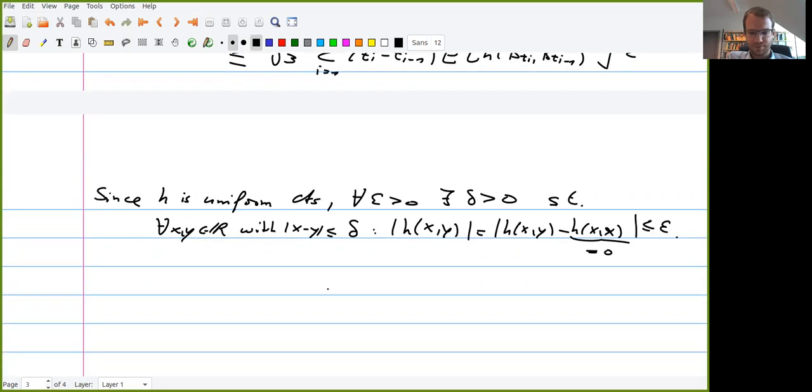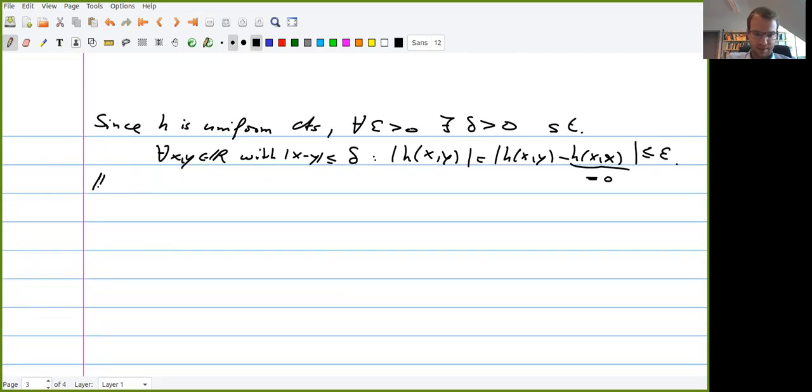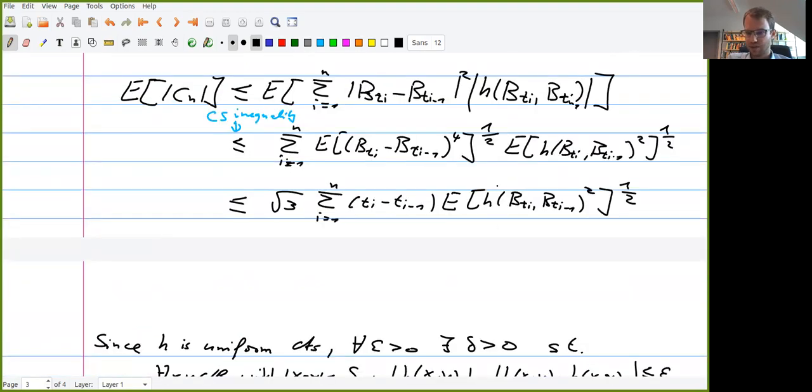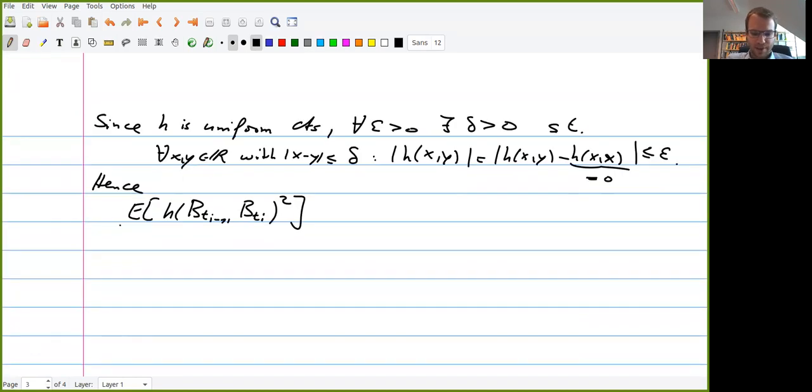All right. Hence, let's estimate h applied to B_ti and B_ti-1. So let's estimate this term, which is here. Let's forget the square root. If we can estimate the term, then we can also estimate the square root of it. So we want to estimate this. Well, okay. First, we sneak in an indicator function.